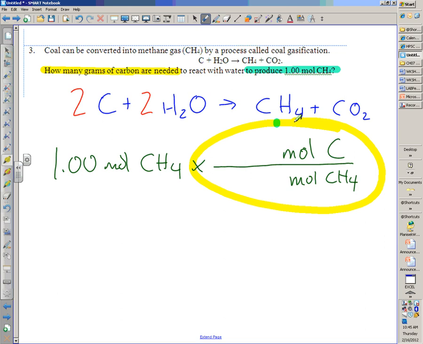Okay? So from our balanced equation, 2 here, 1 here, right? Does that make sense, where I got those numbers from? We work that out. We end up with 2.00 moles of carbon. But what did this problem ask us for? Grams of carbon. Times sign, fraction bar, right?